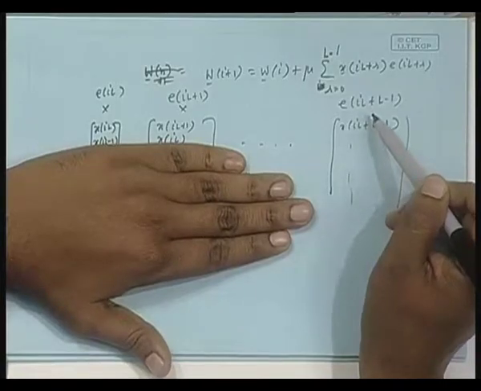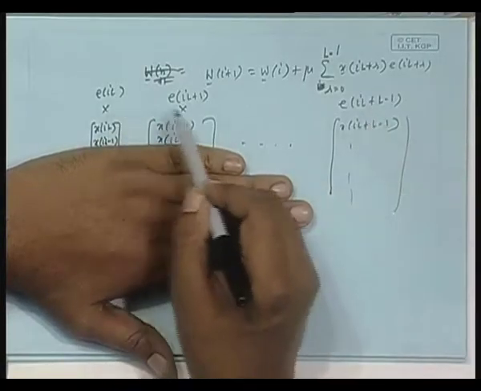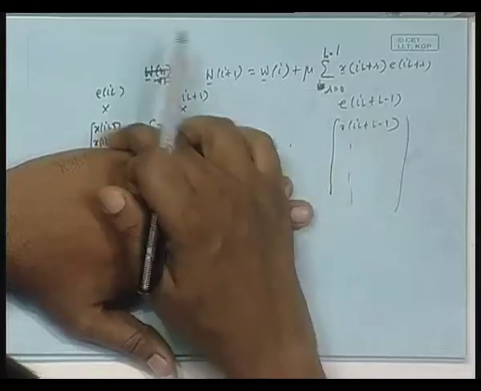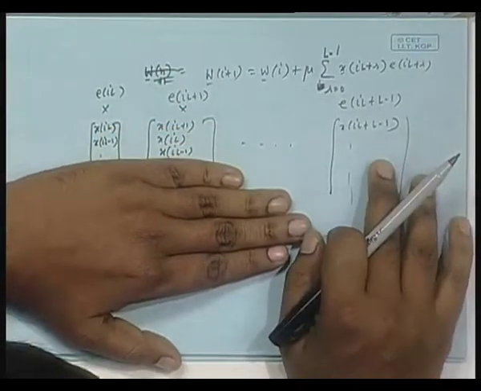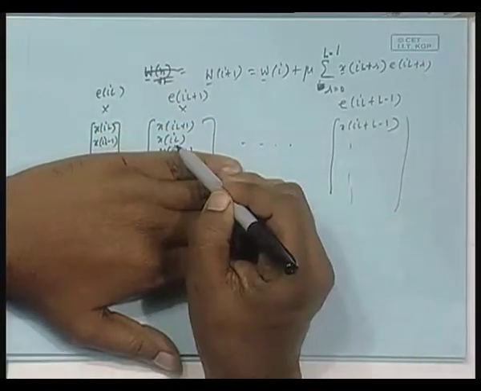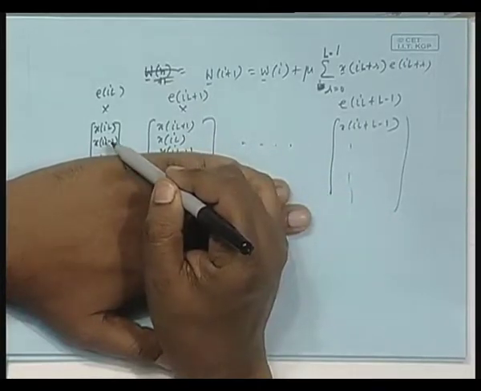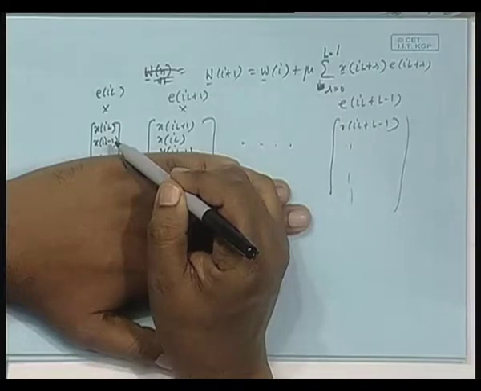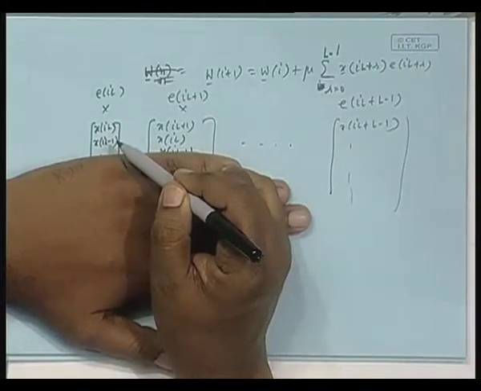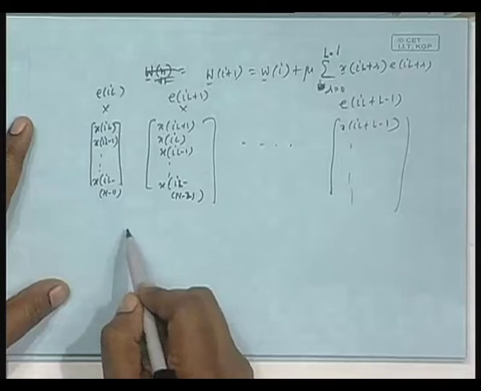Okay. Next entry will be what? This sequence remains the same, but this sequence gets shifted to the right by 1, you see. I L has moved here, I L plus 1 here, and I L minus 1 here. Isn't it? And the multiplication is like this, isn't it?